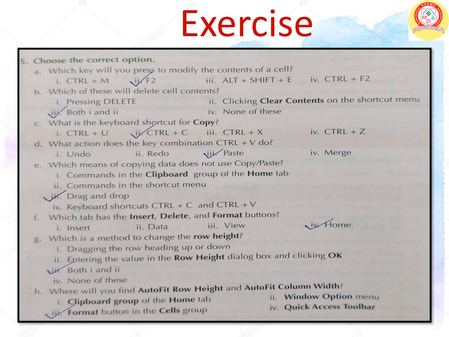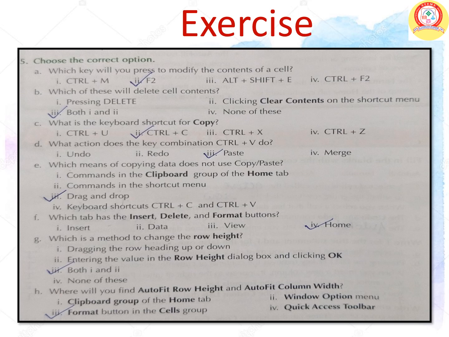Children, open your textbook page number 66, question number 5. Choose the correct option. A1, which key will you press to modify the content of a cell? 1 Control plus M, 2 F2, 3 Alt plus Shift plus E, or fourth one Control plus F2. So children will go for F2. Press F2, function key F2 to modify the content of a cell. So tick on the second option.